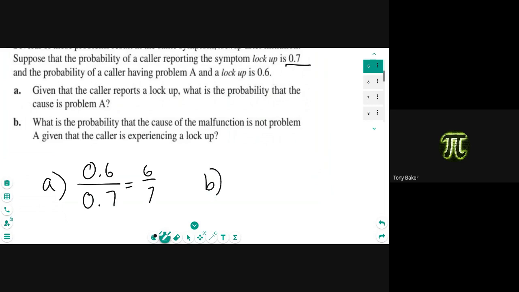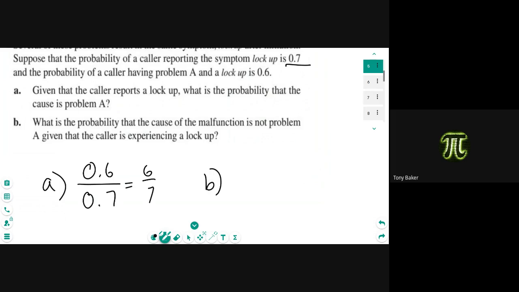What's the probability that the cause of the malfunction is not problem A, given that the caller is experiencing a lockup? It'll actually be 1/7, but why? Because if it's not A, well, that would be 0.4, right? Well, it's the opposite because it goes to 1, right? So that'd be 0.4.